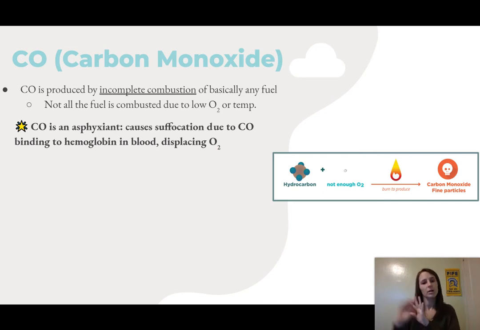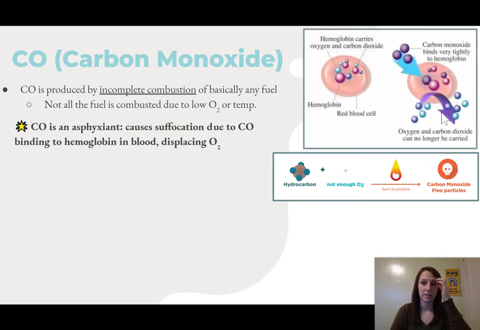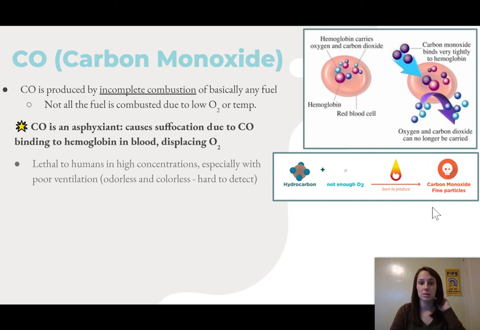So the specific form of suffocation via the blood is known as asphyxiation. And so what is going to happen when you have carbon monoxide is you can die from it. It's actually a very dangerous one. And one of the things that's also a problem is that it's odorless and colorless. It is hard to detect, and it can be lethal to humans in high concentrations, especially with poor ventilation.